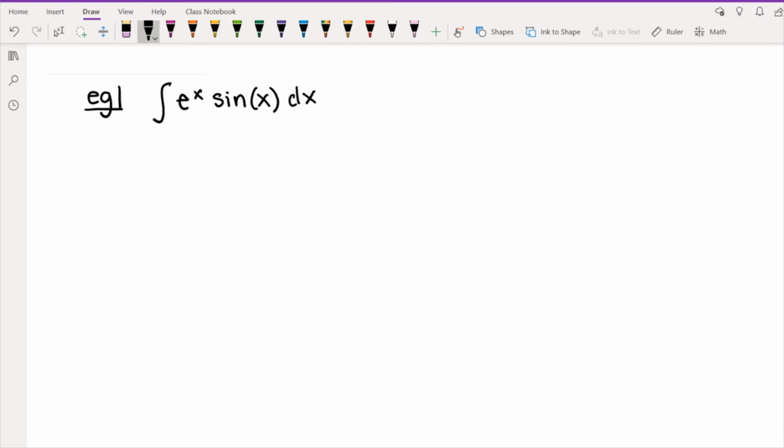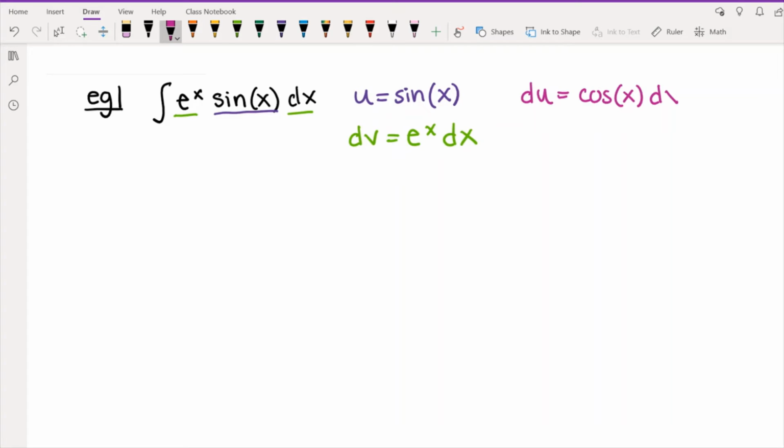And so it actually doesn't matter which one you choose as what. I'm going to choose, because this is what I did in my notes, I'm going to let u equal sine of x, and I'm going to let dv equal e to the x dx. But if you look in your book, they actually do the opposite approach, and they get the same exact answer. So it doesn't matter which one you choose. Okay, so that's going to give us du is equal to cosine of x dx. And then v is going to equal e to the x.